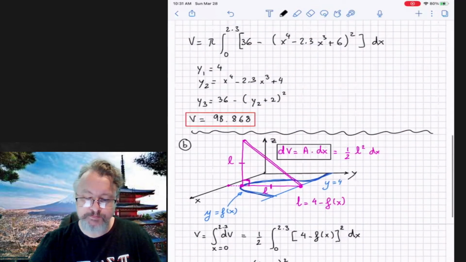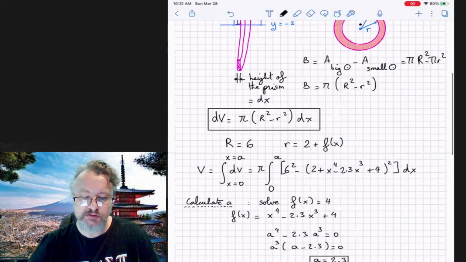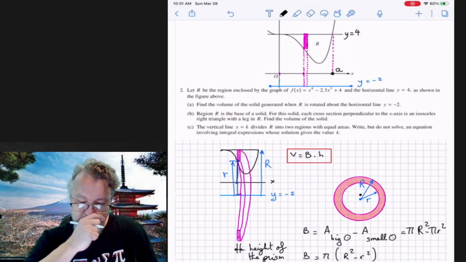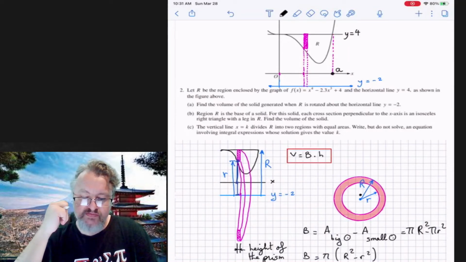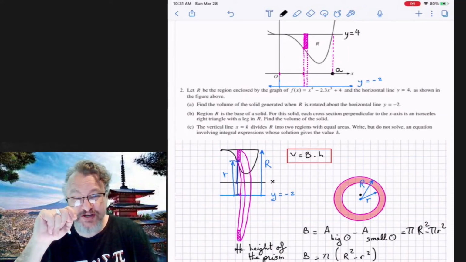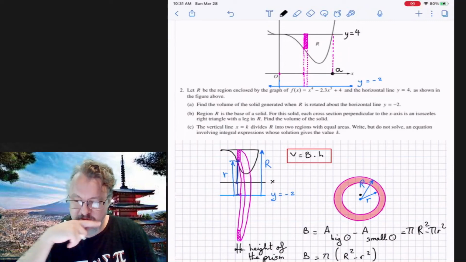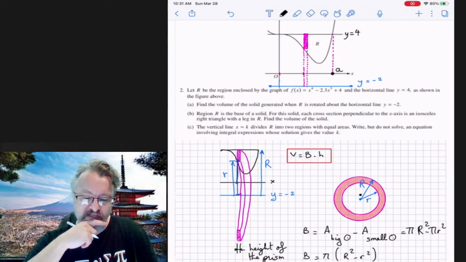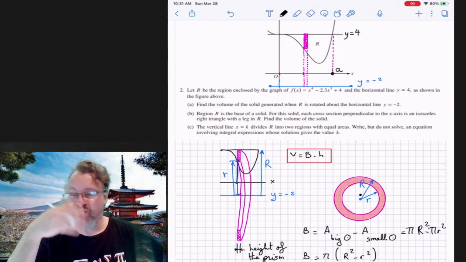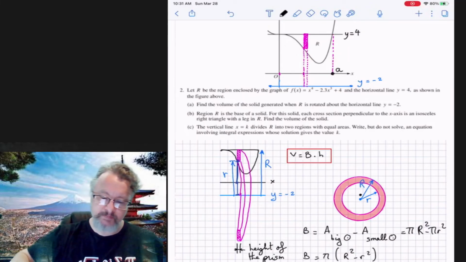All right, part C, it's not a typical question. Let's read it together. The vertical line x equal k divides R into two regions with equal area. Write, but do not solve. Now, this part is common. Write, but do not solve is common. An equation involving integral expressions whose solution gives you the value of k. There are many solutions, okay?